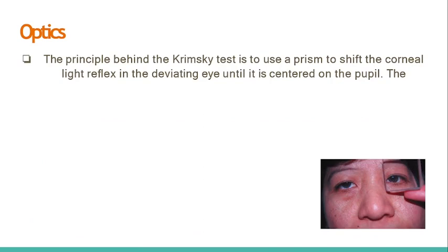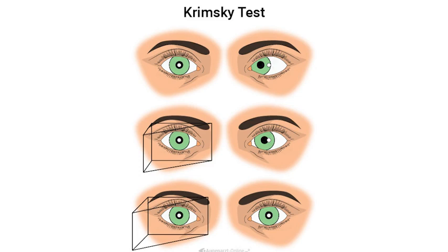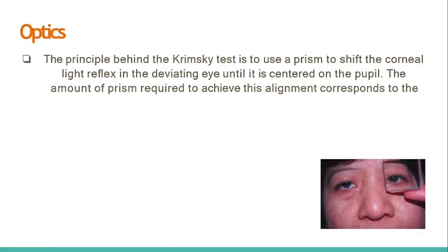Optics. The principle behind the Krimsky test is to use a prism to shift the corneal light reflex in the deviating eye until it is centered on the pupil. The amount of prism required to achieve this alignment corresponds to the angle of strabismus.